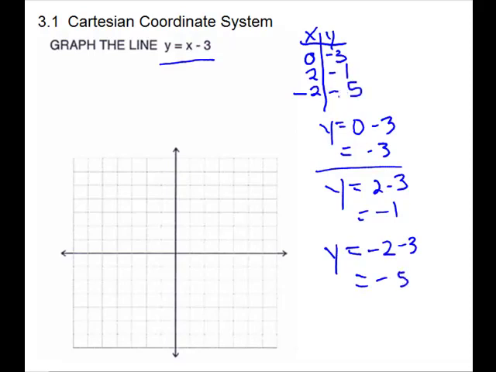Now we're going to plot these points and connect the dots. So 0, -3. Don't go over, but go down 3. 2, -1. Go back to 0, 0 to start. So 2, over, down 1. And -2, -5. So back to 0, 0. -2 on the x, -5 on the y. 1, 2, 3, 4, 5. Your points should line up. And we will draw a line through those points.